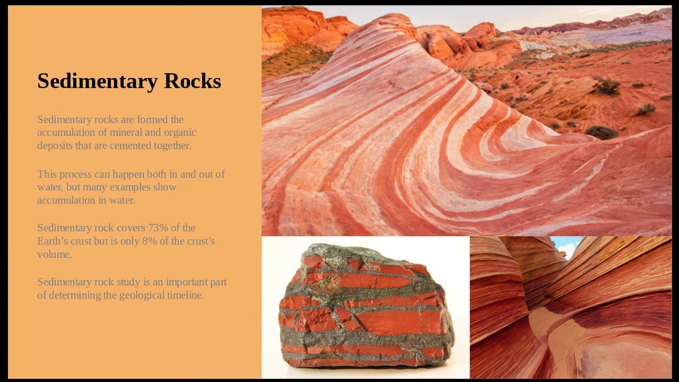The next type was sedimentary rocks, and sedimentary rocks are formed by the accumulation of minerals and organic deposits that are cemented together. These processes can happen both in or out of water, but many examples show accumulation in water. So that's generally where these kind of things happen. Sedimentary rock covers almost 73% of the Earth's crust, but is only 8% of the crust volume. Sedimentary rock study is an important part of determining the geological timeline, because as you can see in this big picture here, these lines can be used to determine the age of the rock around it.